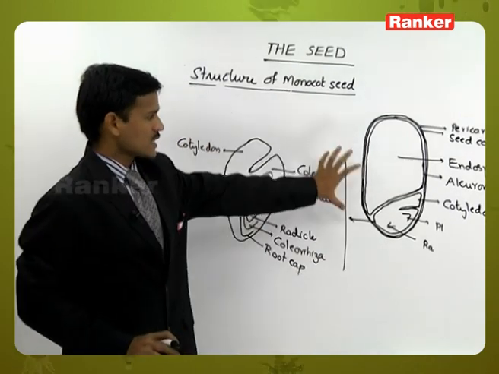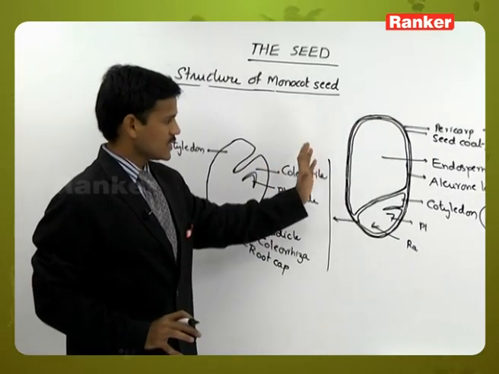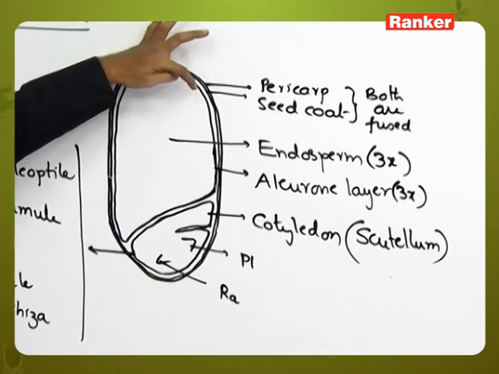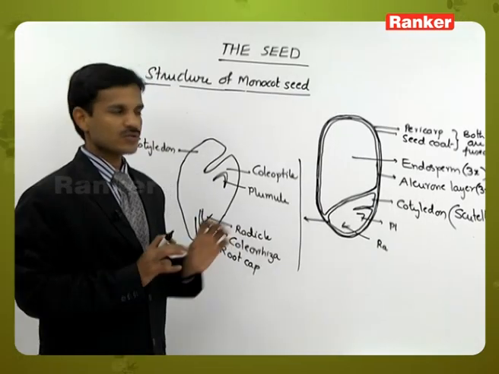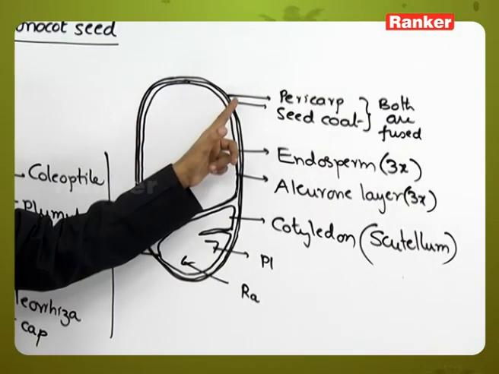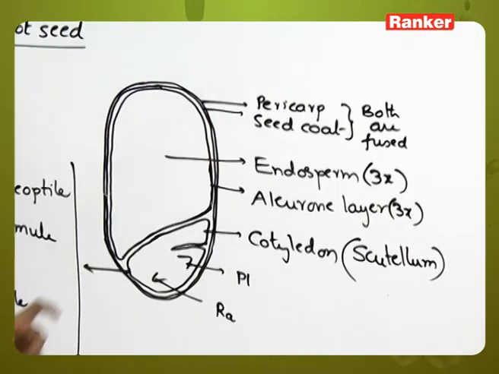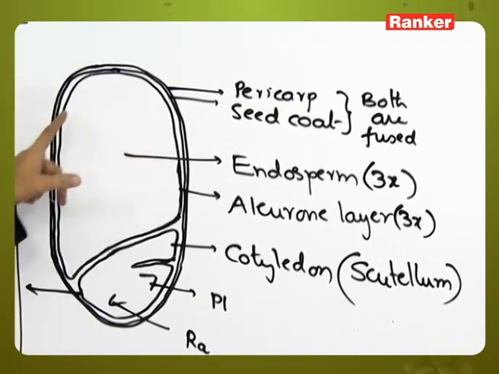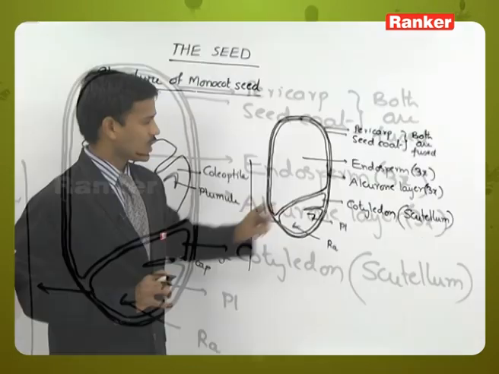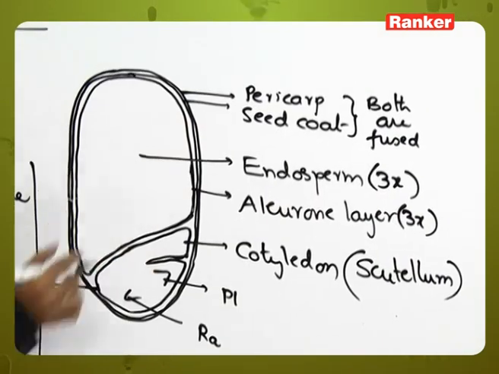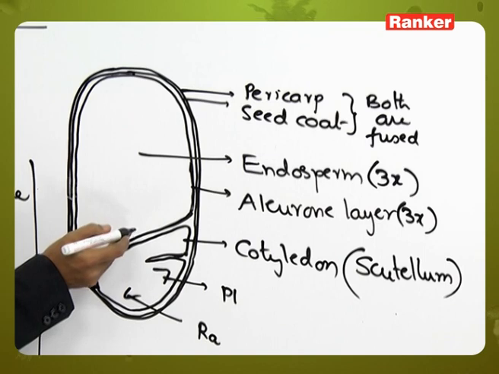So this is the total seed structure. The seed has one layer, the pericarp, and the pericarp and seed coat are fused. So the type of fruit is caryopsis. In the caryopsis fruit, the pericarp and seed coat are fused, and the major part is occupied by endosperm. The outer layer of the endosperm is the aleurone layer. The aleurone layer separates the embryo and endosperm. So here is the embryo, and here is the endosperm.